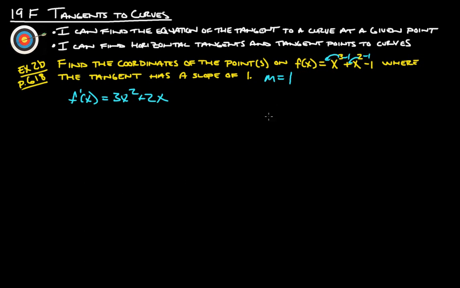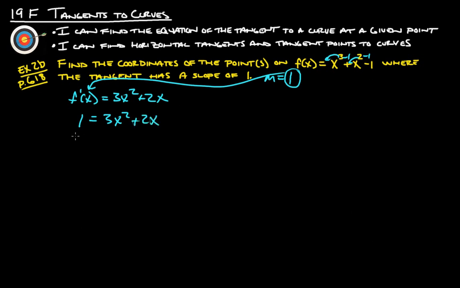So there's our derivative. Now, they tell us that the slope is going to be 1. So now we take this 1, and we're going to substitute it in for the f prime of x, because again, the slope of the tangent is the same thing as the derivative. So 1 equals 3x squared plus 2x.